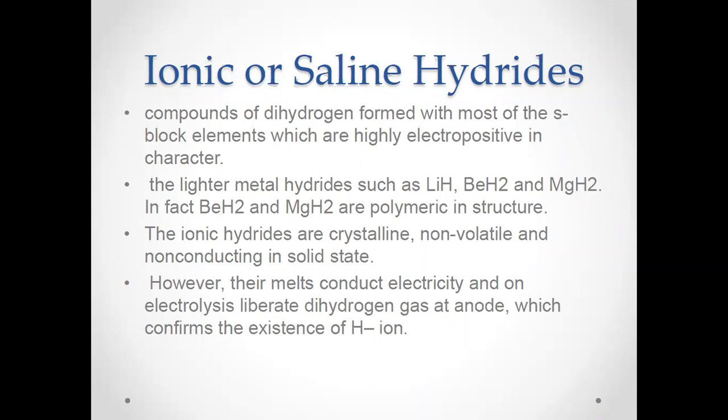In fact, BeH2 and MgH2 are polymeric in structure. The ionic hydrides are crystalline, non-volatile and non-conductive in solid state. So what happens? These types of ionic hydrides have the property of crystallinity. Crystal means they will form proper sharp crystals.